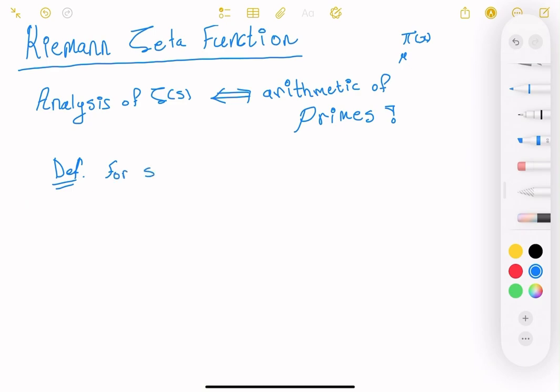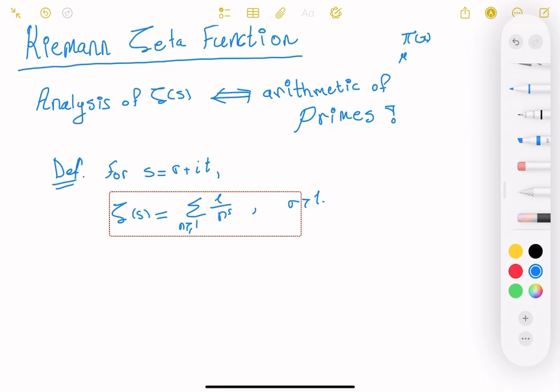For complex numbers, s equals sigma plus it. So this is the standard notation. Sigma is the real part of s and t is the imaginary part of s. We're gonna define zeta of s to be the sum of 1 over n to the s as n runs from 1 to infinity, and this is gonna be defined for sigma bigger than 1.